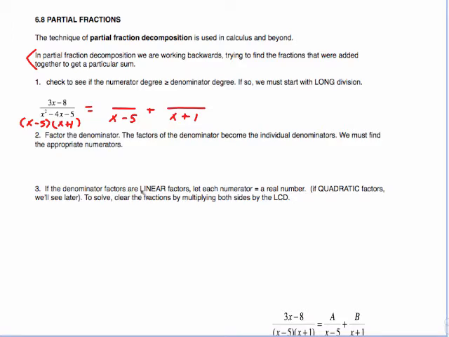If the denominator factors are linear factors, what that means is x minus 5 is linear because there is no exponent on it. X squared, x cubed, it's plain old x minus 5. You could think about linear being y equals mx plus b, where x minus 5 is our mx plus b. So these are linear factors. If these are linear factors, you let each numerator equal some real number. And what we put here is a constant A and a constant B. When I say it equals some real number, you can't just make up a real number and put it there. A and B are standing in for the real numbers that would be in the numerators. If the factors are quadratic, we'll see that in another problem a little bit later on.